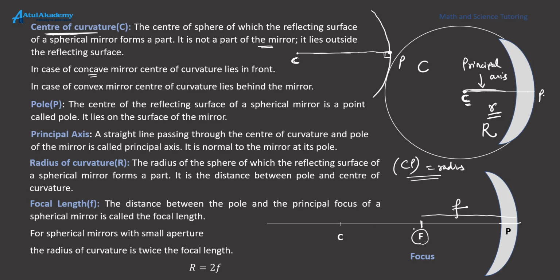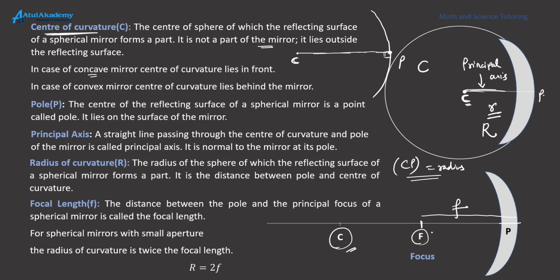Fine. So for spherical mirrors, we have learned a few terms. One is the center of curvature. The center of curvature is the center of the sphere of which the reflecting surface is a part. It is always outside the reflecting surface. Pole is the center of the reflecting surface of a spherical mirror. Principal axis is a straight line joining the center of curvature and pole. It is normal to the mirror at the pole. Radius of curvature is the radius of the sphere of which the reflecting surface is a part, the distance between pole and center of curvature. Focal length is the distance between principal focus and pole.